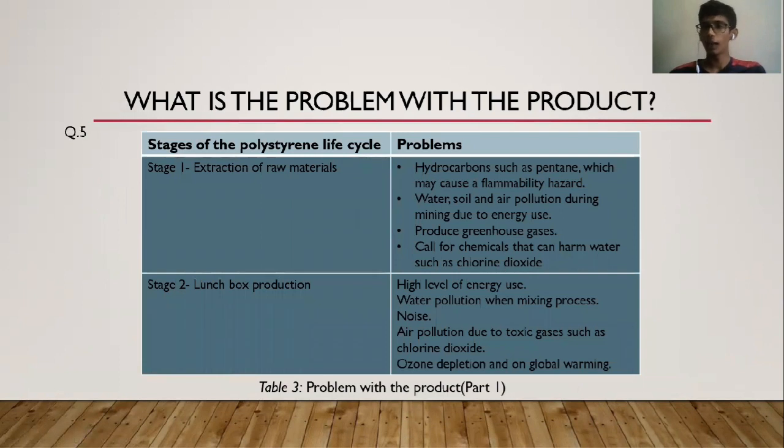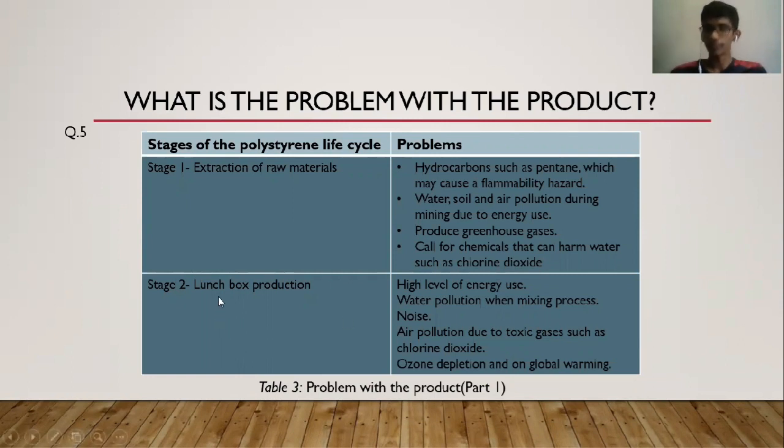Now we have a look at the problems in each stage of the polystyrene life cycle. At the beginning, the extraction of the raw materials. Here we can see some problems, such as the main toxic hydrocarbon, pentane, being emitted. The other thing is that chlorine dioxide is used. It is a toxic gas which can harm water bodies.